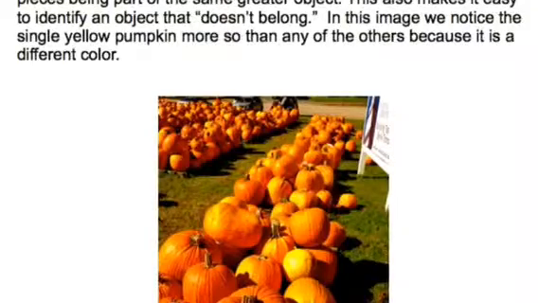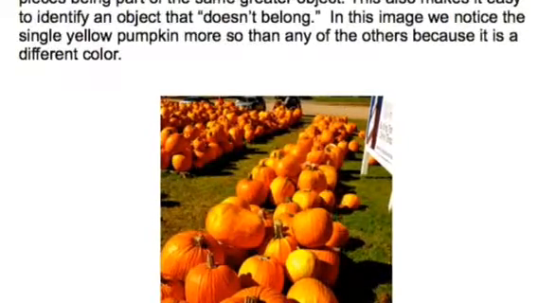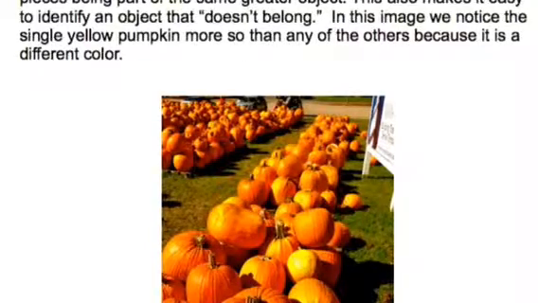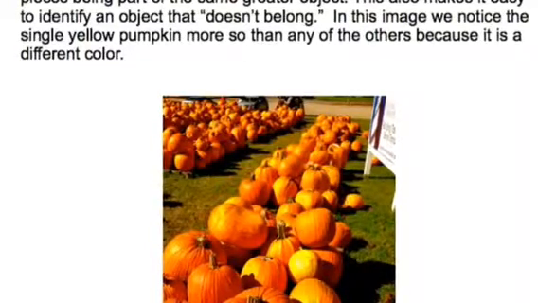We tend to group things together that are similar and cluster them. By doing this, we can convey individual pieces being part of the same greater object. This also makes it easy to identify an object that doesn't belong. In this image, we notice the single yellow pumpkin more than any of the others because it is a different color.